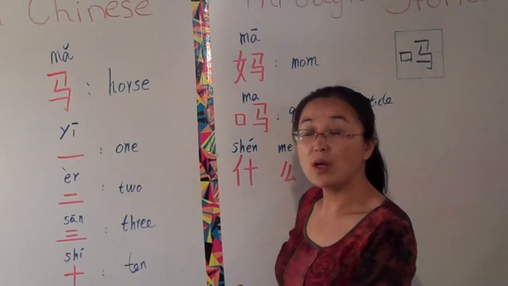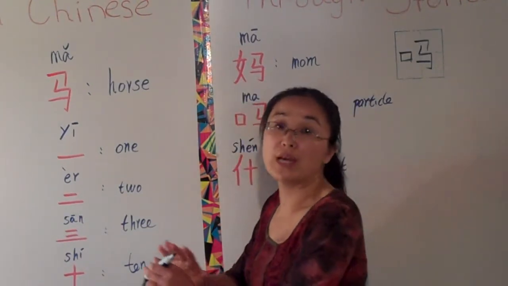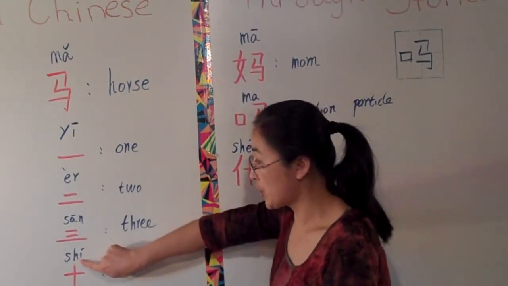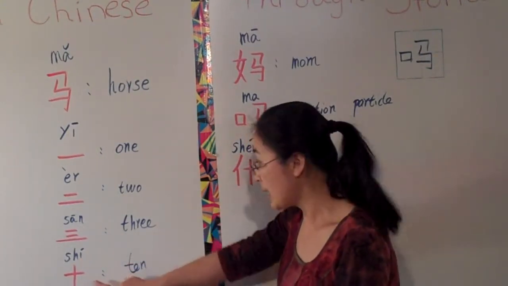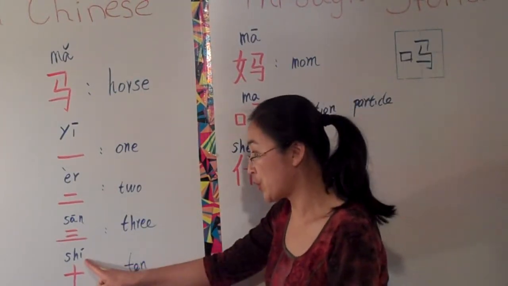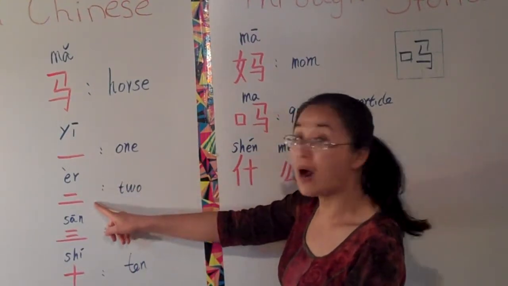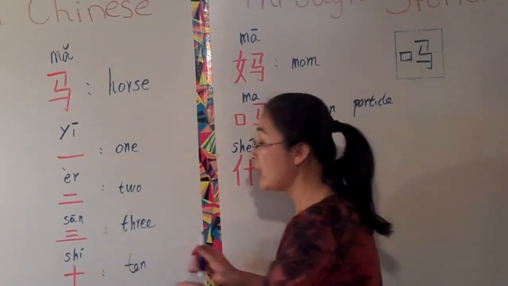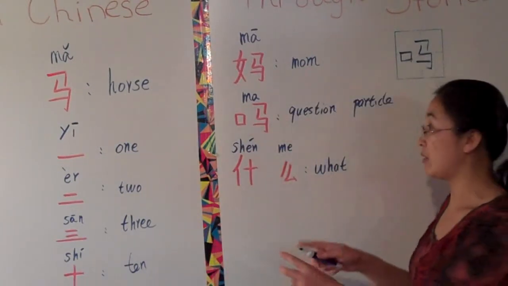Then how should we say 4? Is it 4 bars? Yeah, we leave that for another day. But let's have a look at this one. 十. 10 is a cross. And this one means 10. Number 10. Now we know 1, 2, 3, 10. Now let's use 10 to make some other characters.